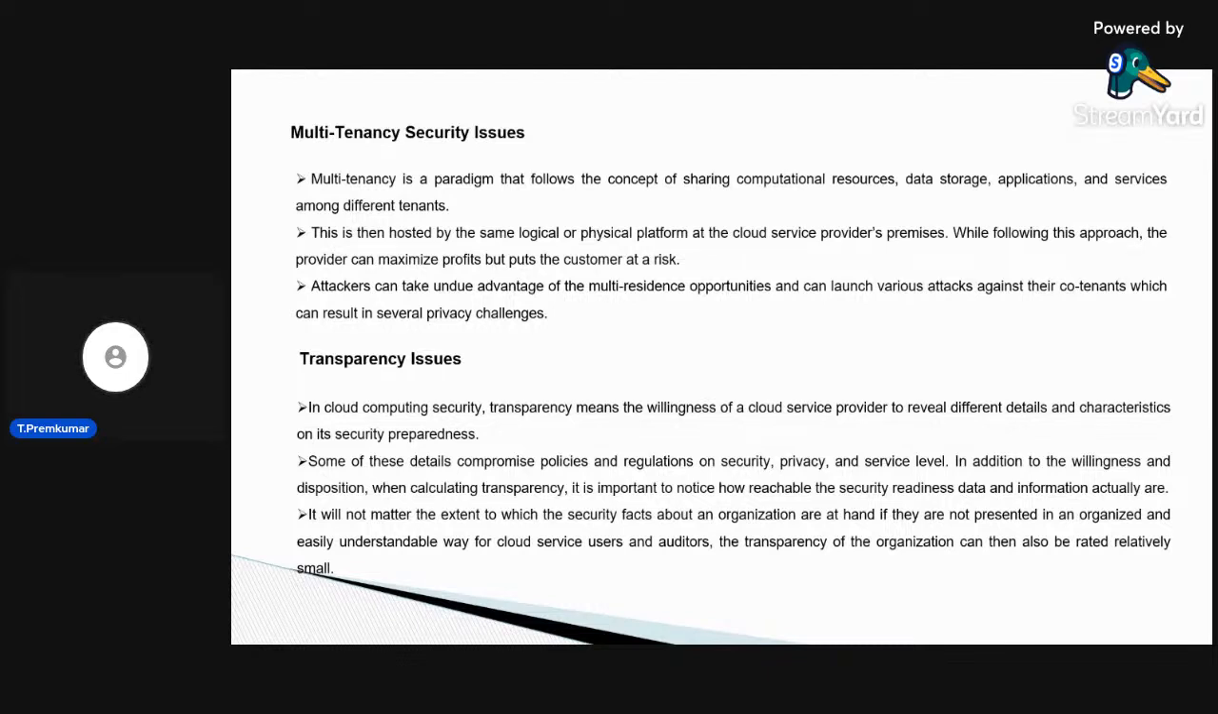It does not matter to what extent the security facts about an organization are at hand if they are not presented in an organized and easily understandable way for cloud service users and auditors. The transparency of the organization can then also be rated relatively low.